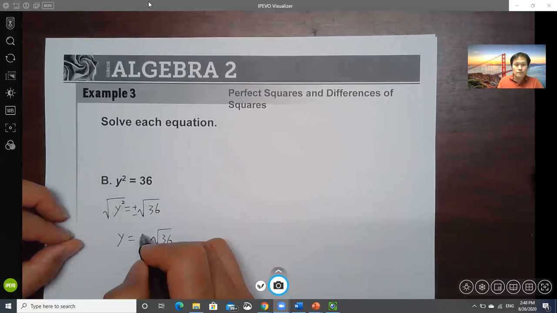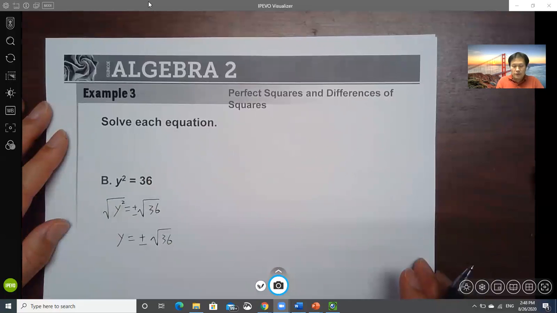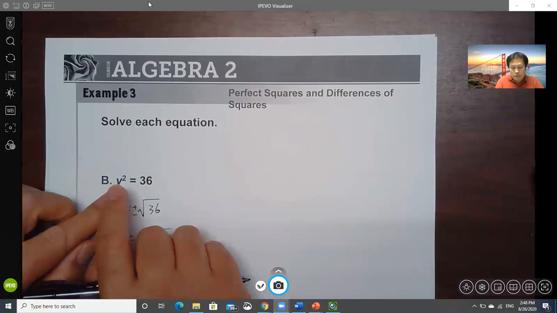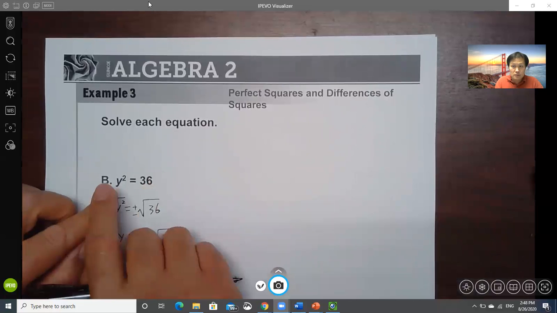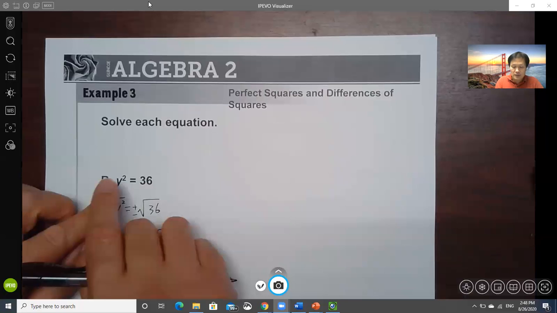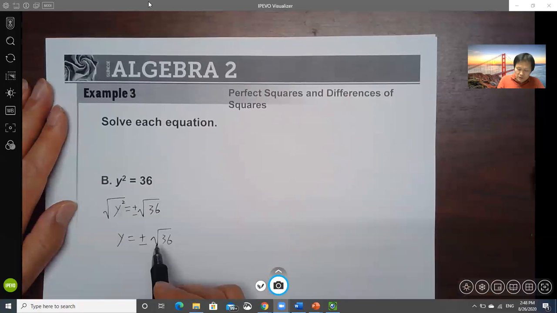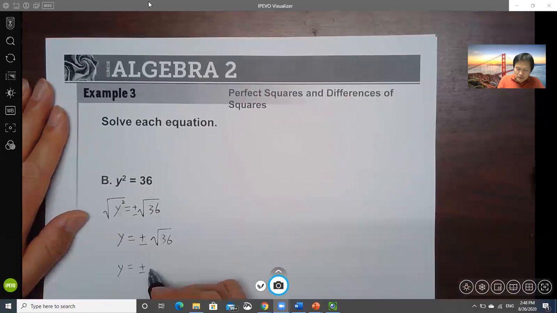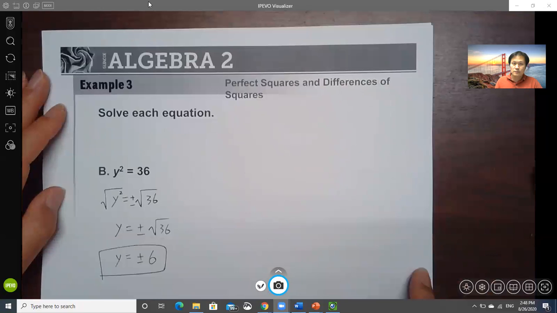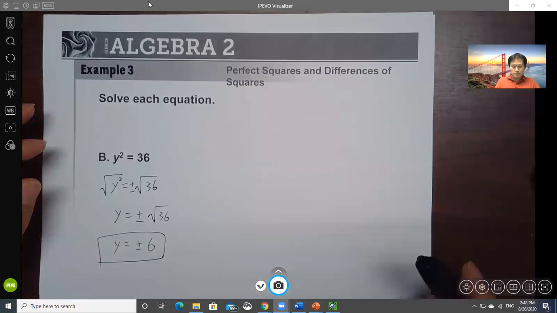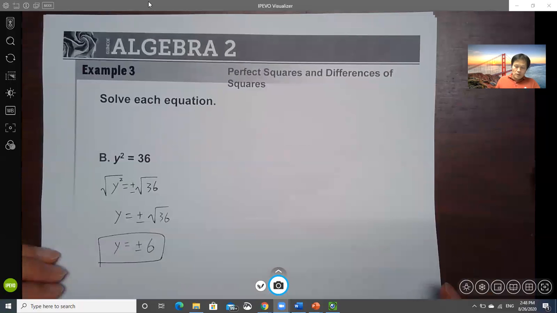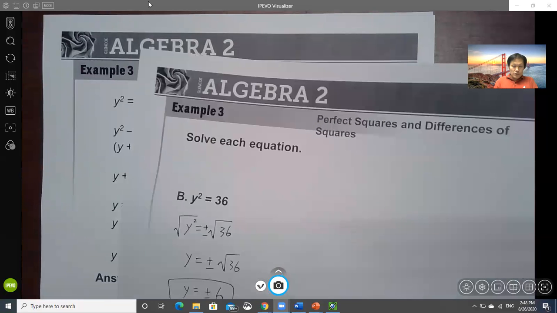Plus minus. Okay? Because if you think about it, what times itself makes 36? 6 times 6. But also minus 6 times minus 6. The product makes 36 as well. So don't forget plus minus. So the square root of 36 is 6. And you got two answers. 6 and minus 6. And that's the fancy way of writing two answers at a time. I mean, together. Okay, I prefer this way better.